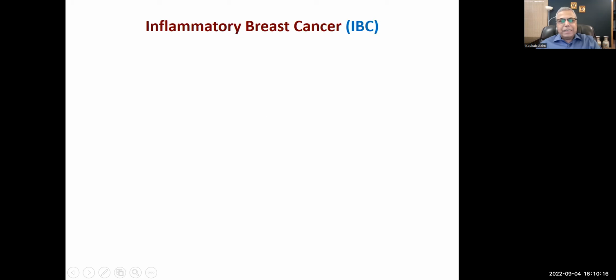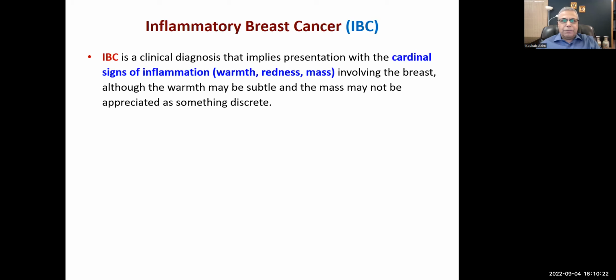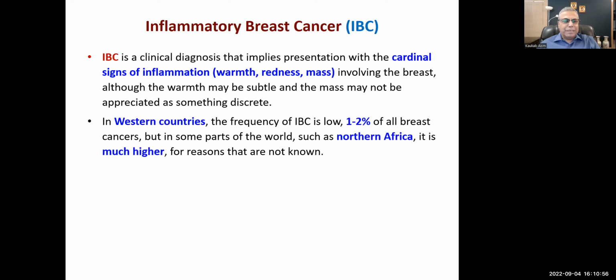Right, inflammatory breast cancer. Again, it has signs and symptoms of inflammation. That is why it is known as inflammatory breast cancer. It is a clinical diagnosis that implies presentation of the cardinal signs of inflammation: warmth, redness, pain, and swelling as well. But here, the warmth may be subtle and the mass may not be appreciated as something discrete, but still the skin will be red. Okay, so that's why you call it inflammatory breast cancer.